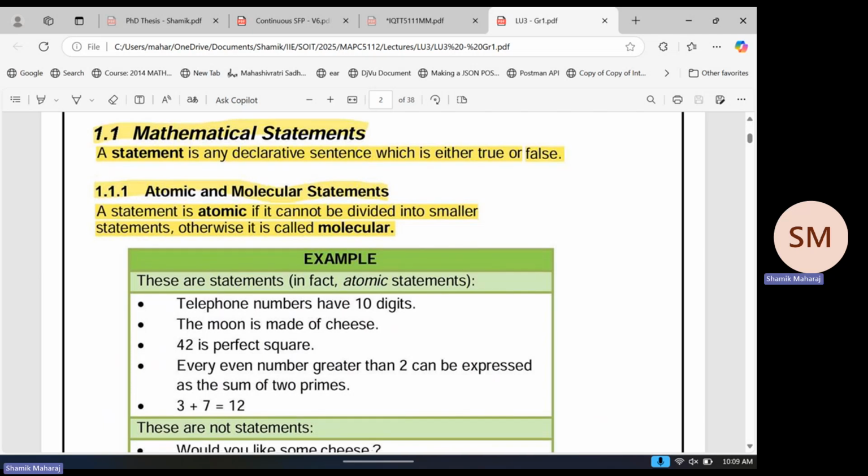So we're going to start with something called mathematical statements. And the examples we use start off as English sentences, which gets a bit strange, but it's a nice way to get into the idea of how these things work. Okay, so I'm going to start by defining the question.